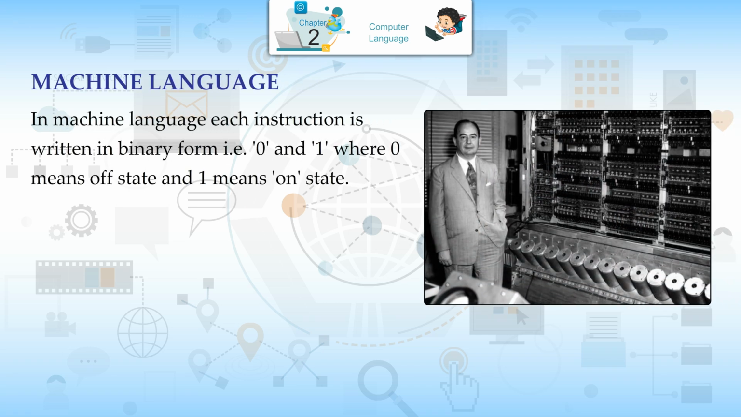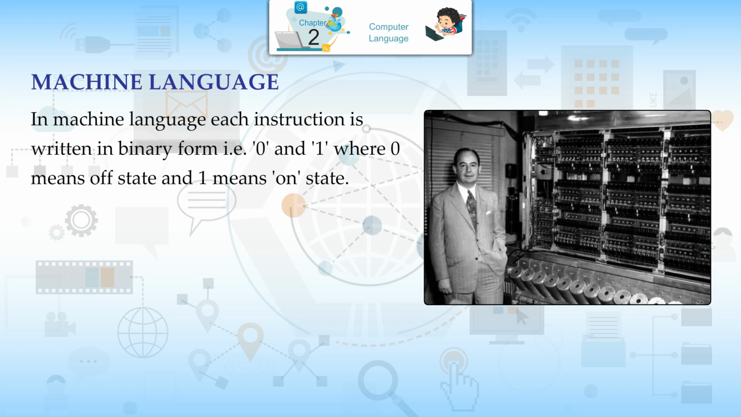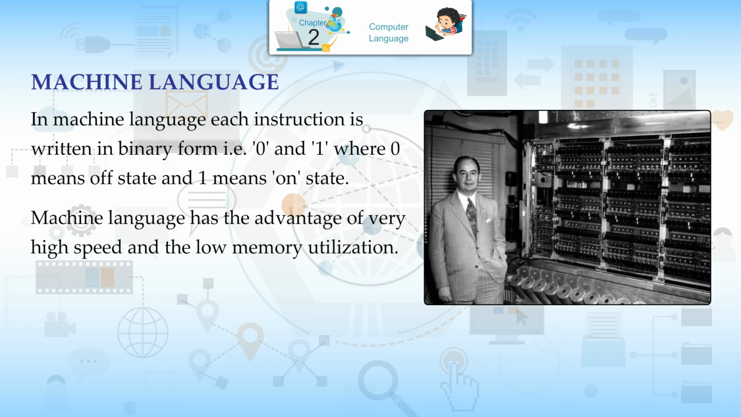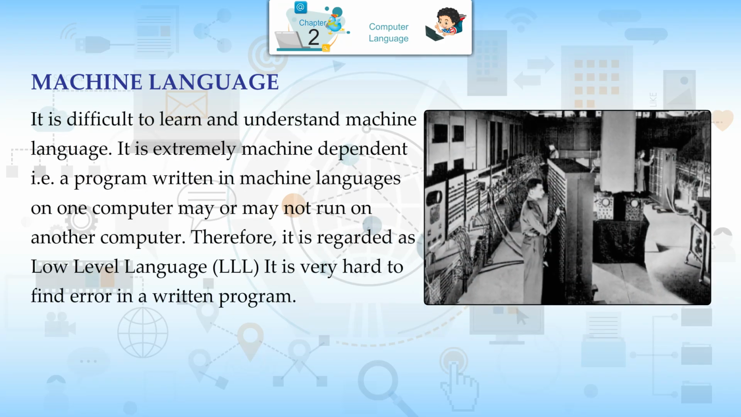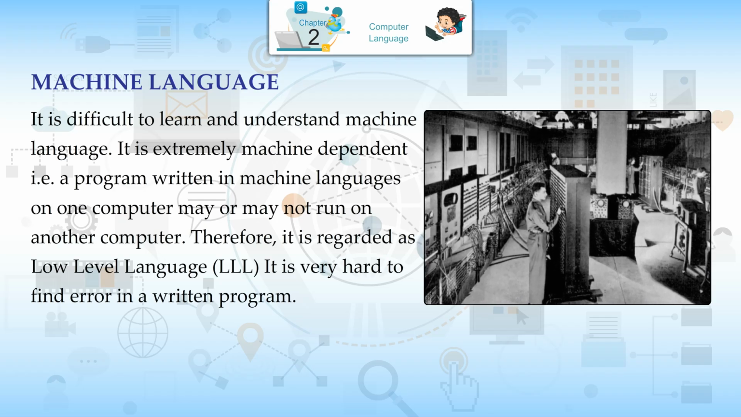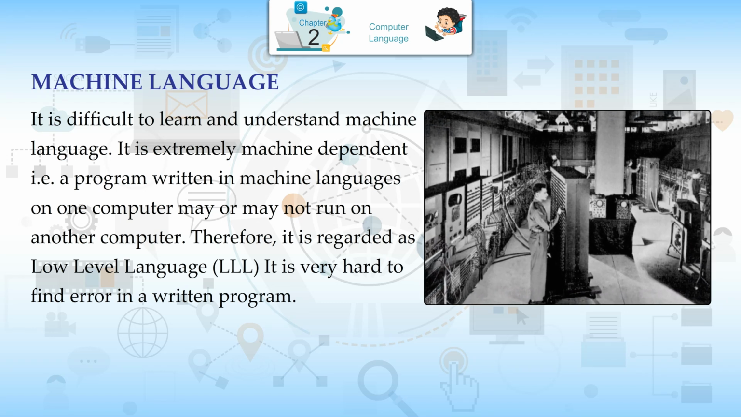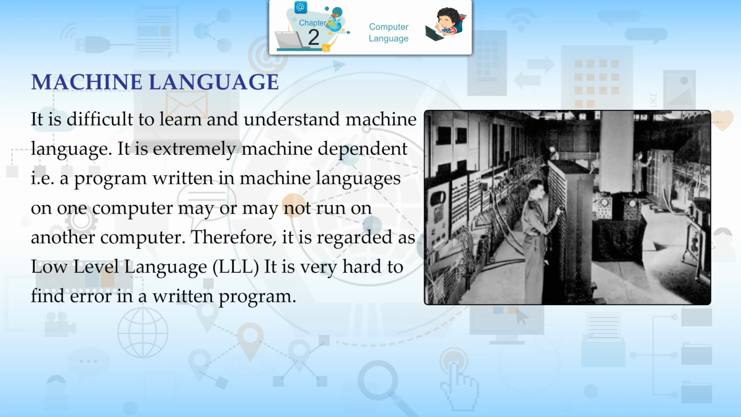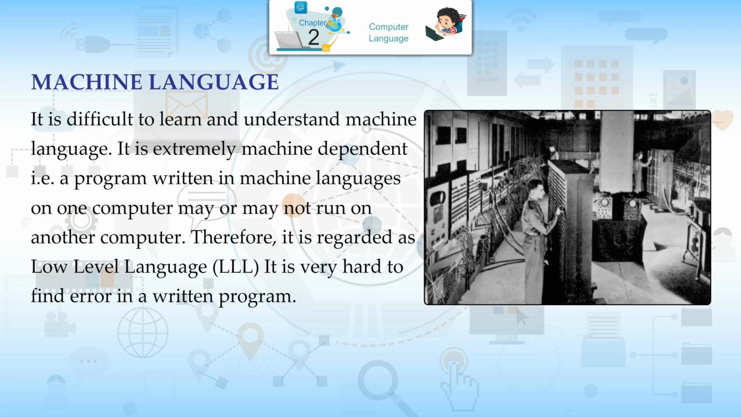Machine language. In machine language, each instruction is written in binary form, that is 0 and 1, where 0 means off state and 1 means on state. Machine language has the advantage of very high speed and low memory utilization. It is difficult to learn and understand machine language. It is extremely machine dependent. That is, a program written in machine language on one computer may or may not run on another computer. Therefore, it is regarded as low-level language, LLL. It is very hard to find errors in a written program.